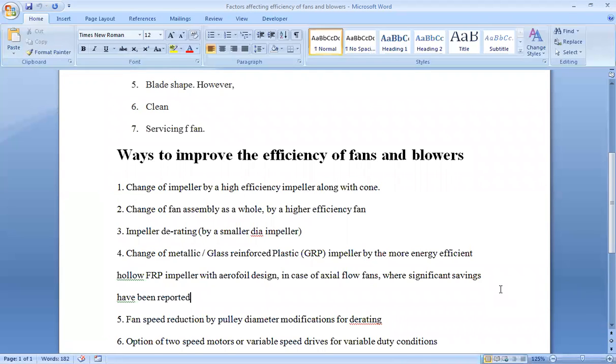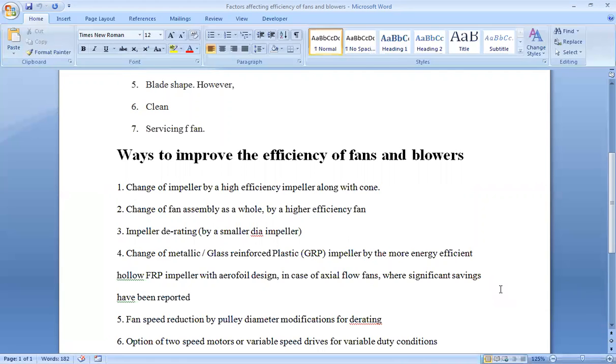Then impeller derating. Sometimes a smaller size impeller is used, meaning the load on the motor is reduced so that it consumes less electricity because the requirement of the air is less. So by reducing the diameter of the impeller, the efficiency of the fan is increased.